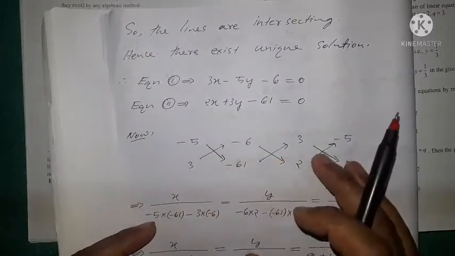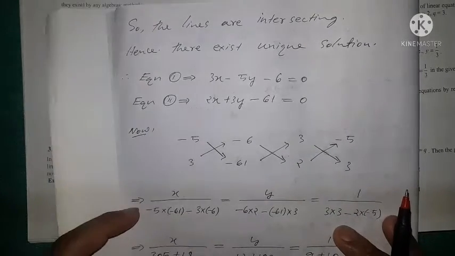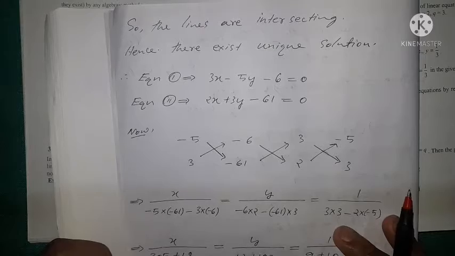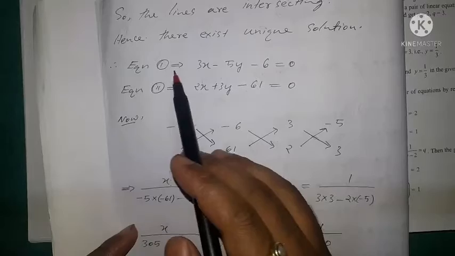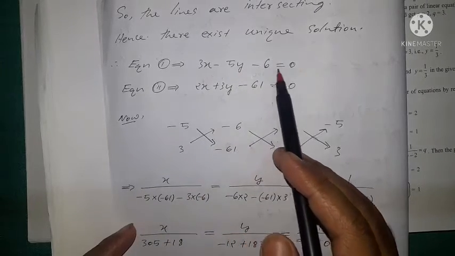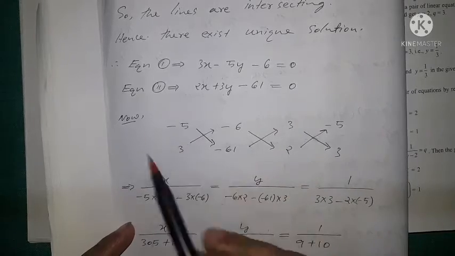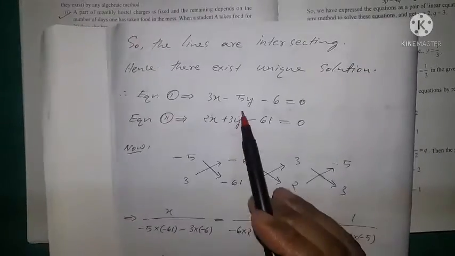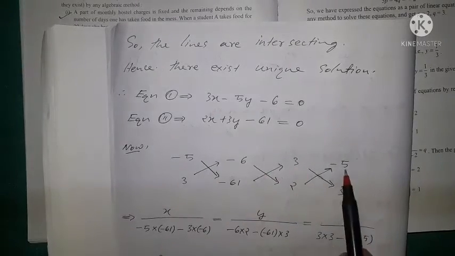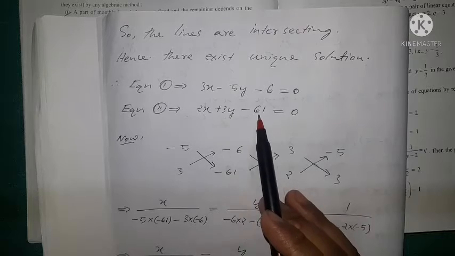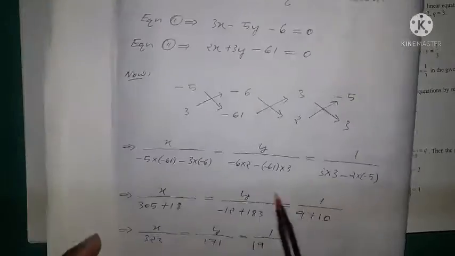So for this question, let us solve using the method of cross multiplication. The earlier two questions we have solved using the elimination method, but this one we will solve using cross multiplication. Now equation 1 implies 3x minus 5y minus 6 is equal to 0, and 2x plus 3y minus 61 is equal to 0, which is equation 2. So therefore minus 5, minus 6; minus 5, minus 6; 3 and minus 5; again 3, minus 61; again 2 and 3, 2, 3. So let's cross multiply.